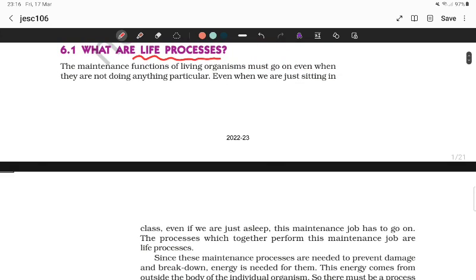Students, whenever we say that the maintenance functioning of the living organism must go on even when they are not doing anything in particular, what do we understand by that? As we have just seen previously, even if we are asleep, the maintenance work goes on. Our breathing process goes on, our heart never stops beating, our kidney never stops functioning, the stomach never stops churning the food.